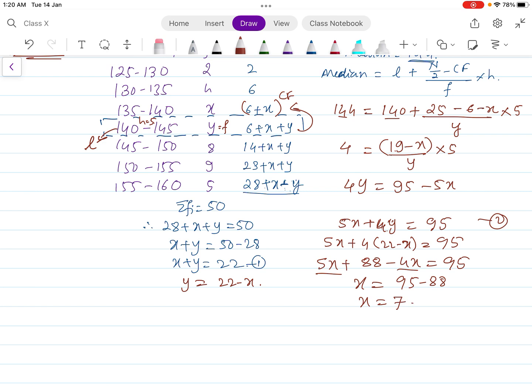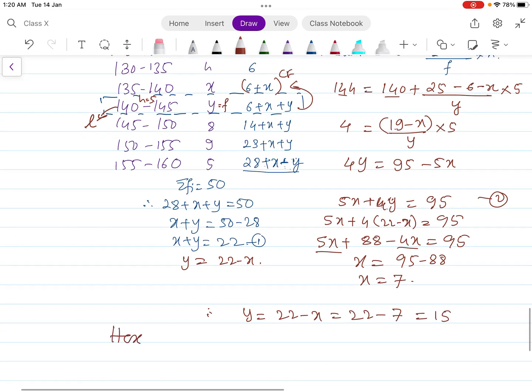So now x equals 7, therefore y is nothing but 22 minus x, so 22 minus 7, which is 15. So here x equals 7 and y equals 15. So these are the required answers.